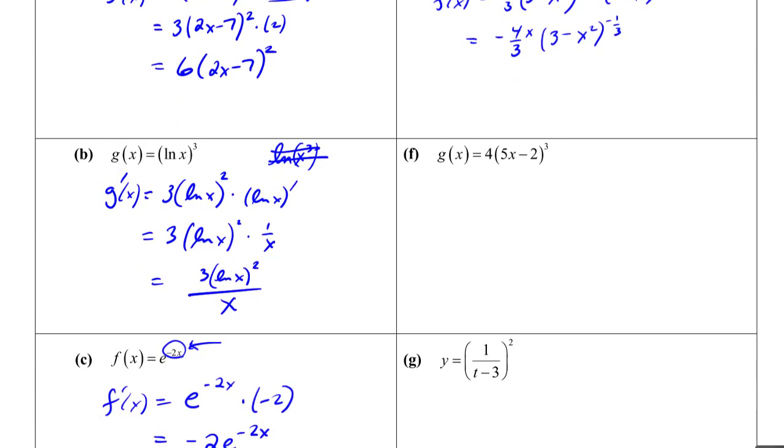Okay. 4 times (5x minus 2) cubed. This is like what we've done before. It's just 4 times something cubed. So it's 12 (5x minus 2) squared times the derivative of 5x minus 2, and I get 5. So I get 12 times 5, that's 60 (5x minus 2) squared.